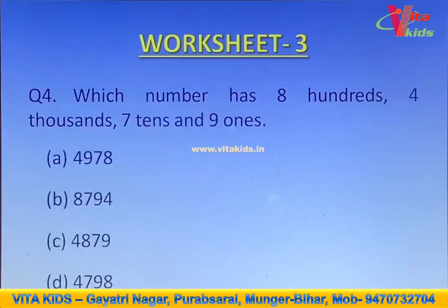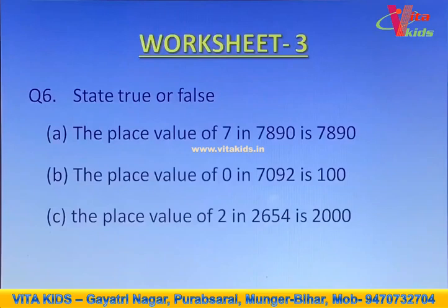Question number 4. Which number has 800s, 4000s, 7 tens and 9 ones? A part 4978, B 8794, C 4879, D 4798.